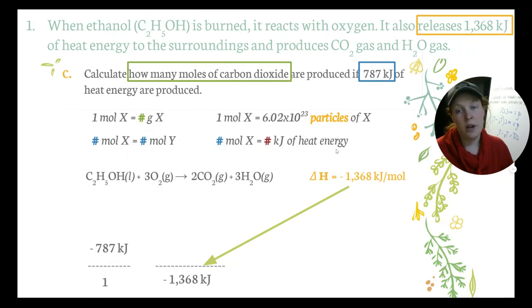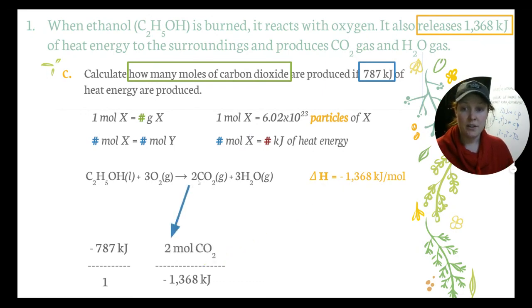And then if I use one half of my conversion factor, I have to use the other half of my conversion factor. So moles of what? Moles of H2O, CO2, O2, ethanol. It's asking us for moles of carbon dioxide. So I want the other half of this conversion factor to be moles of carbon dioxide. And I'm going to use the number from the balanced thermochemical equation. So that's saying for every 2 moles of carbon dioxide produced, negative 1,368 kilojoules of energy are released.